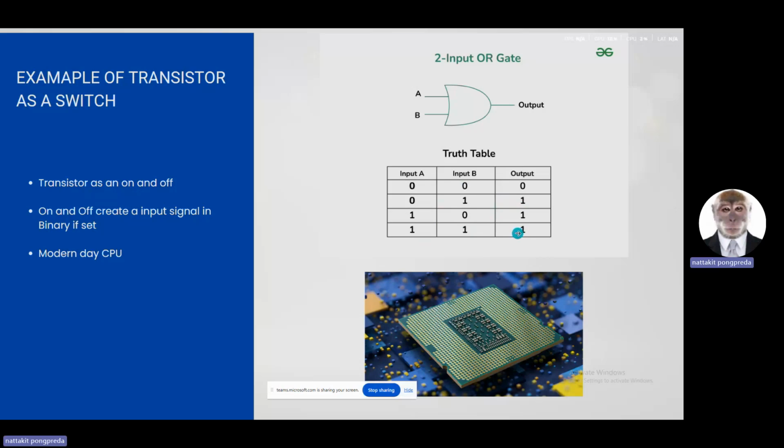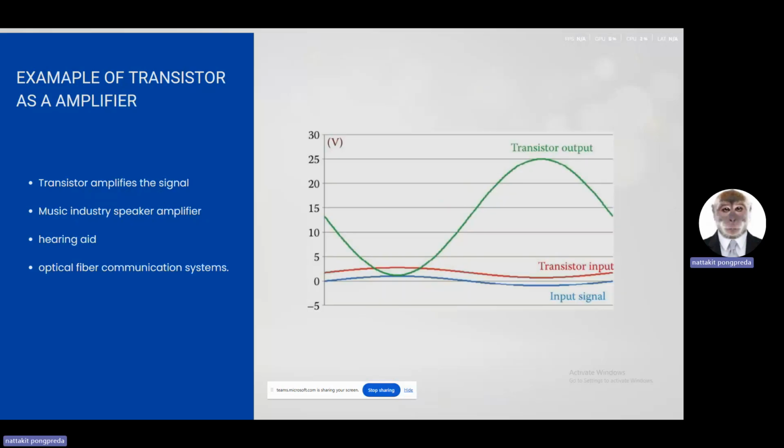And in a modern-day CPU, there are millions, even trillions of transistors in very tiny parts, playing a vital role. But an example of a transistor as an amplifier: the transistor amplifies the signal. As you can see, the green is the transistor output, but the input is very low, and the voltage increases when it is amplified by the transistor.